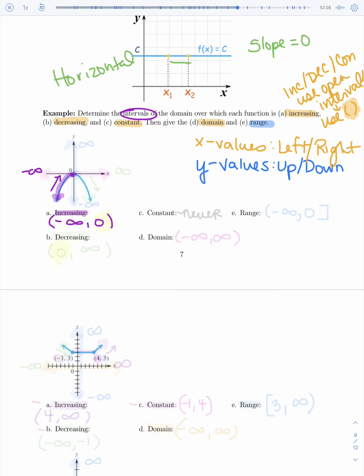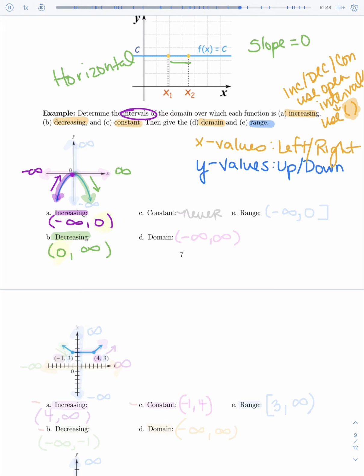Now the question becomes, when am I decreasing? Well, continuing to trace my graph from left to right, notice the right side of my graph is continually going down as we work our way towards positive infinity. So that means that part of my graph is decreasing. That's going to start where we left off at 0 and continue all the way to the right to positive infinity, which always has a parenthesis. Again, just like before with increasing, decreasing, and constant, we're always going to use a parenthesis.